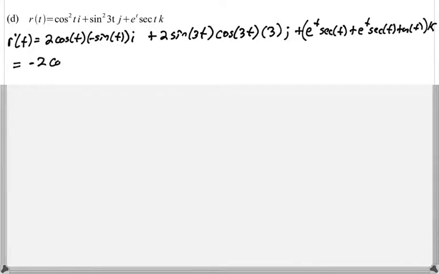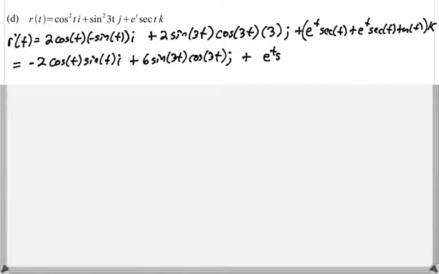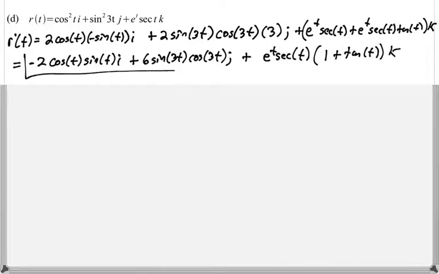All right, so let's clean this up. So this is going to be negative 2 cosine t sine t, and that's going to be your i component, plus 6 sine of 3t cosine of 3t, and that's going to be your j component. And then for the k component, we do have a greatest common factor of e to the t secant of t, so we can go ahead and factor that out. So we have e to the t secant of t times the quantity 1 plus tangent of t, and that'll be your k component.